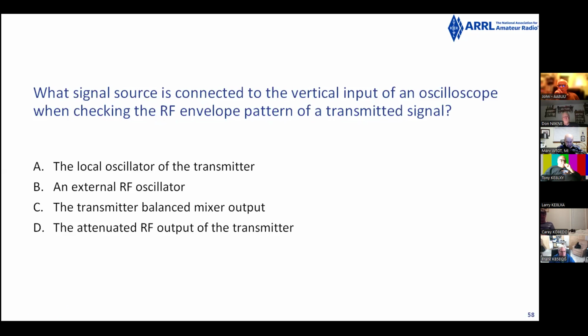What signal source is connected to the vertical input of an oscilloscope when checking the RF envelope pattern of a transmitted signal? The local oscillator of the transmitter, an external RF oscillator, the transmitter balanced mixer output, the attenuated RF output of the transmitter. Excuse me.